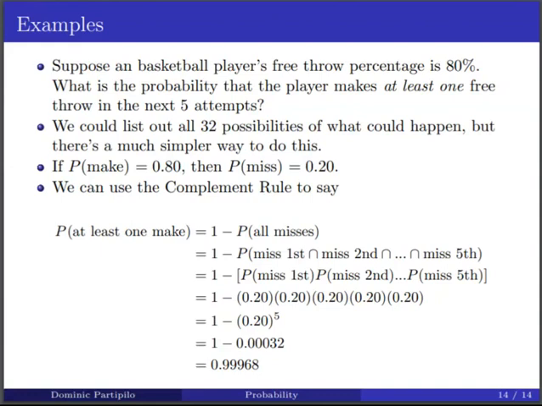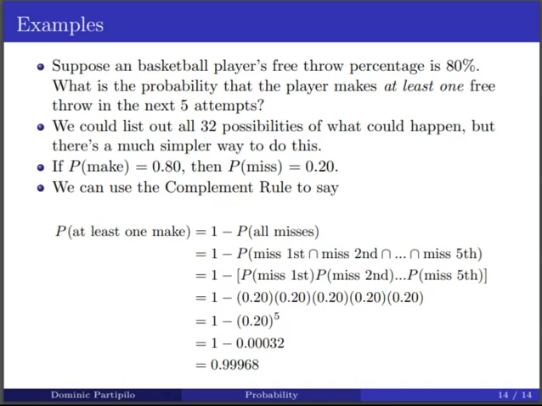Now, one way we could do this is we could list out each of the possibilities of what could happen, like make, miss, or make, miss, make. And we could list all of those out and count how many of those possibilities include at least one free throw, and then calculate each of those probabilities and then add them up. But that's really tedious, especially because there are 32 different possibilities of what could happen. So we're going to have to think of a simpler way to do this.